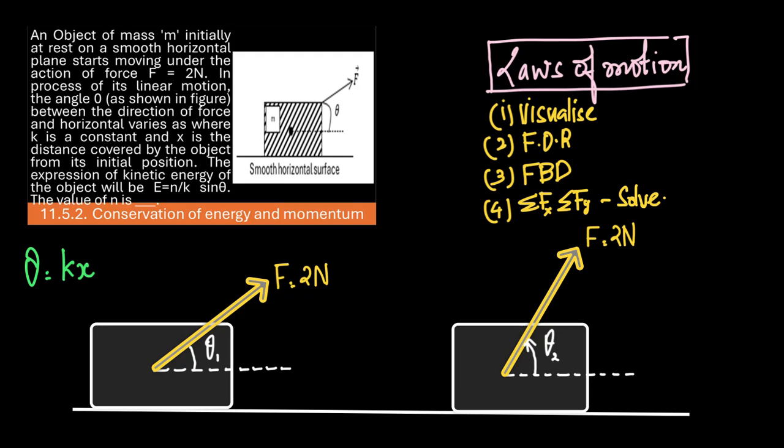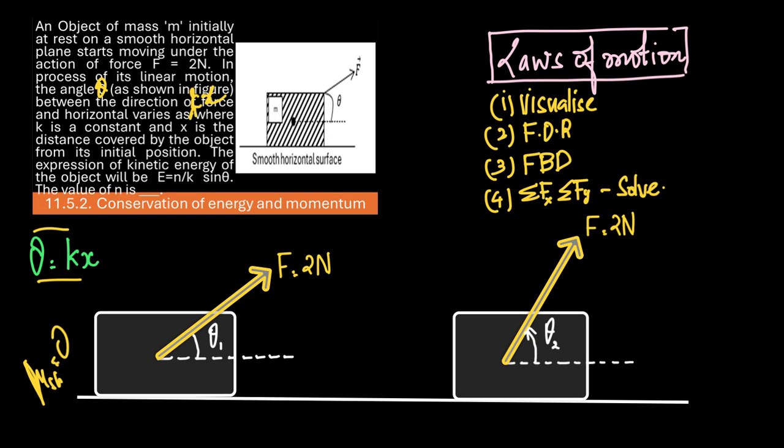So this question, we'll try to solve it first using laws of motion. We have an object of mass m on a smooth horizontal plane, which means the coefficient of friction is equal to 0. The force is 2 Newton. There is a minor mistake: the angle theta varies as kx, where x is the distance covered by the object from its initial position.